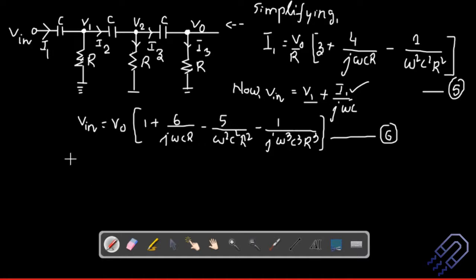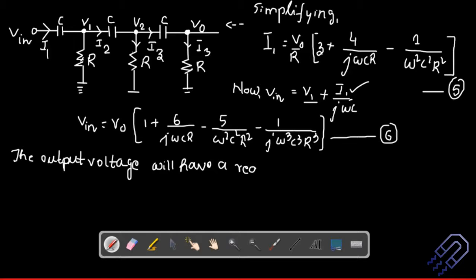All of these equations should be used. The output voltage that we are talking about, this is your input voltage, right? And the output voltage will basically have only the real part. Whatever is there with j, I can just remove it because the voltage will actually have a real component. Based on this, we can do a calculation. So the output voltage will have only the real part. We won't be having any imaginary part.